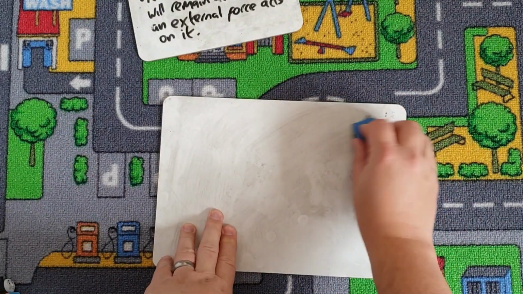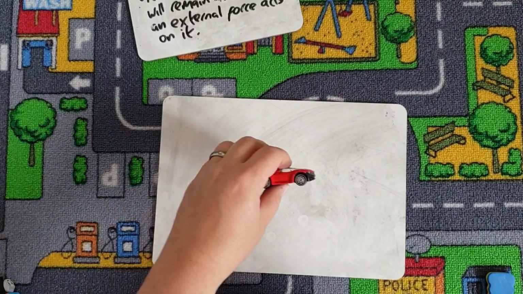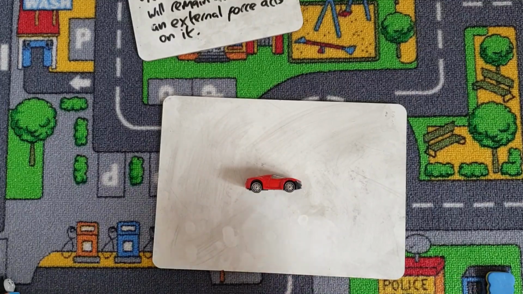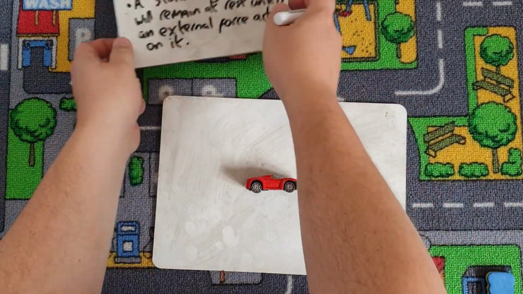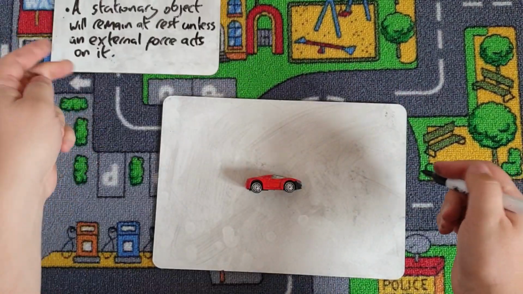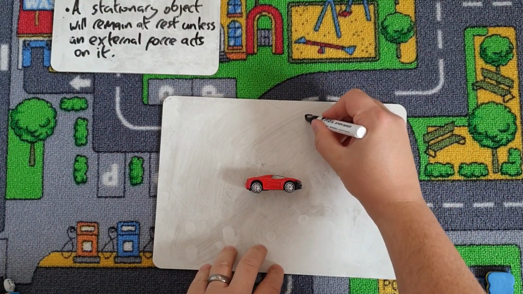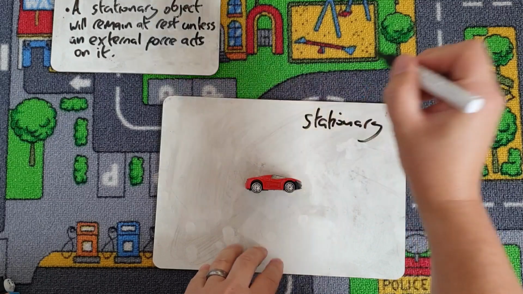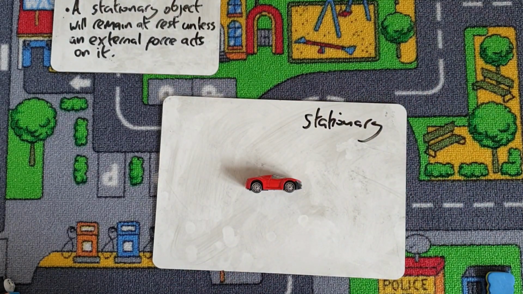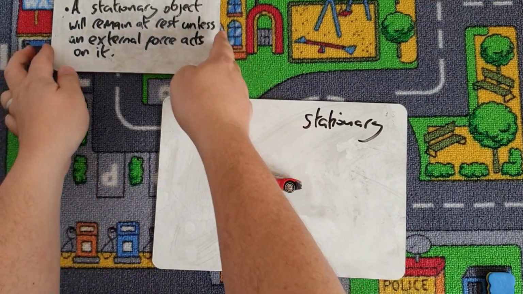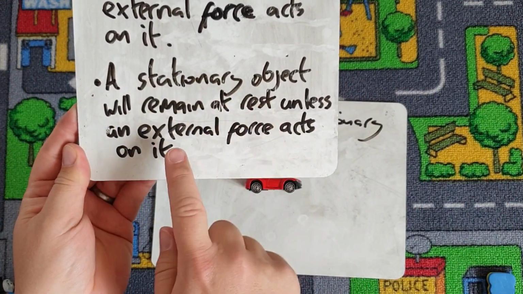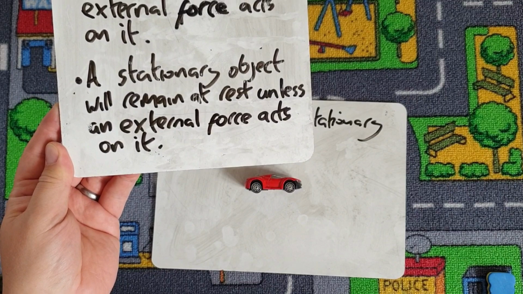So one final example. If you had a car here, so you can use this to work out other bits of information. If I told you that the car was stationary, so it's not moving, if I asked what is the resultant force, you can now work out that the resultant force must be 0 because it's stationary and it's going to remain stationary unless there's an external force on it.